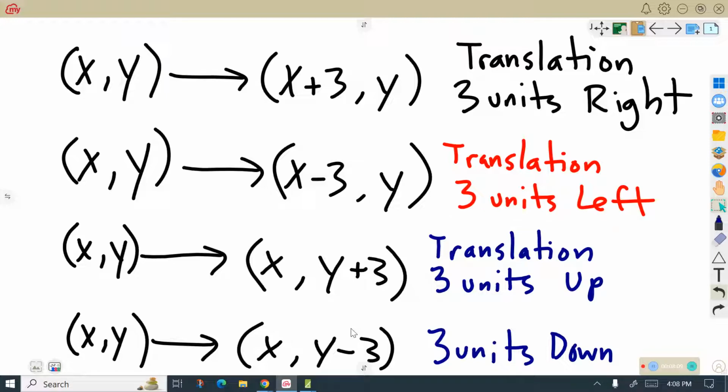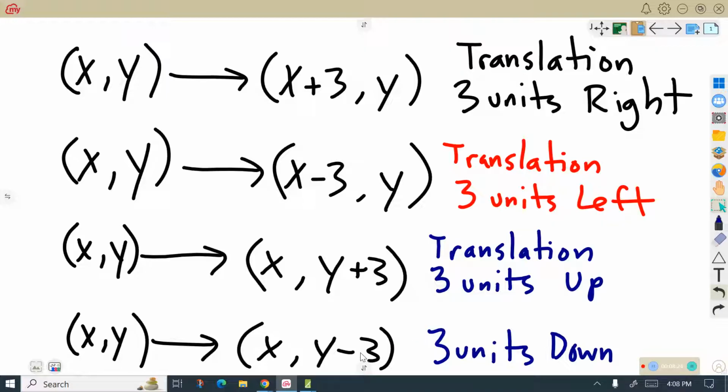In these 2 cases, notice that nothing is there for the X, so that means we're not going to go left or right. But because something's with the Y, that tells us that we're going to go up or down. So when we have a positive value for Y, that moves us up in the Y direction.